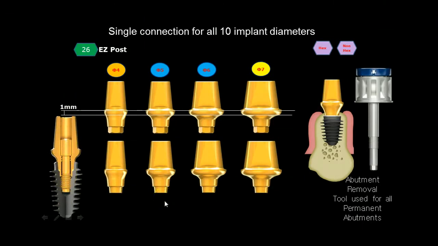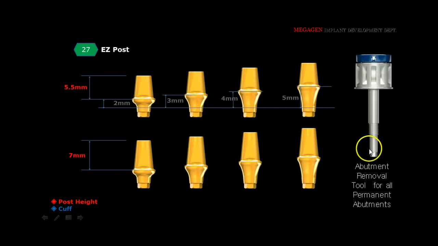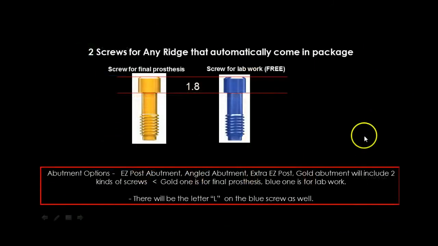Again, because of the definitiveness of the 5-degree Morse taper, you absolutely need the abutment removal tool for this process. Okay? And easy posts also come in 2, 3, 4, and 5 millimeter tissue cuff heights. Again, everything that's a final abutment will utilize your abutment removal tool.